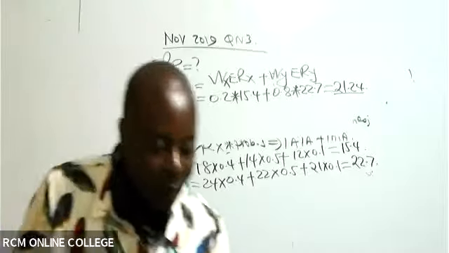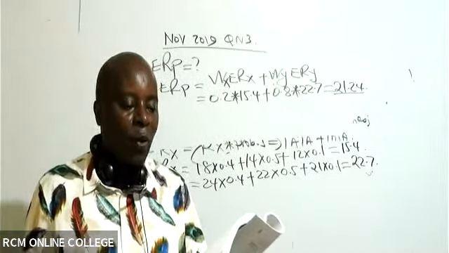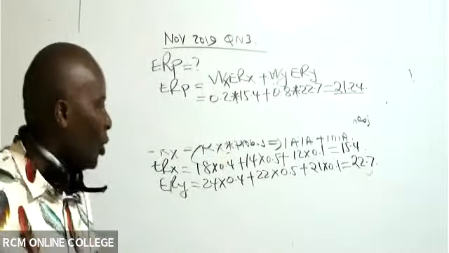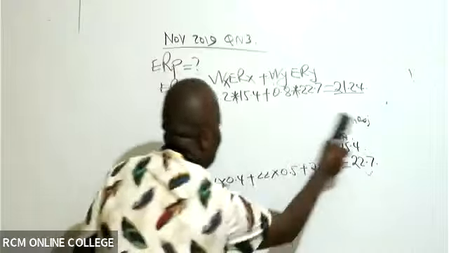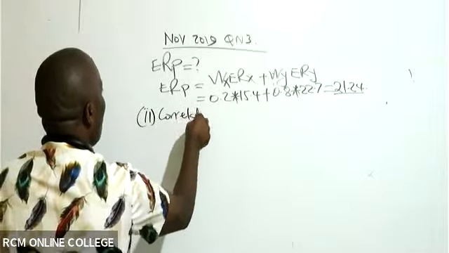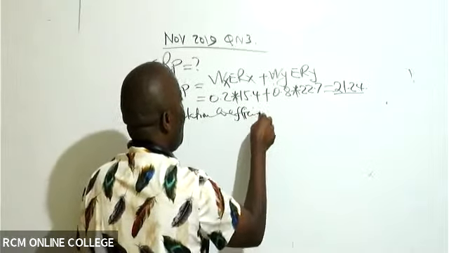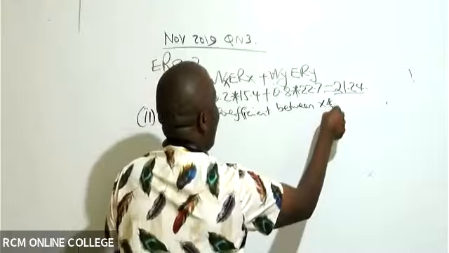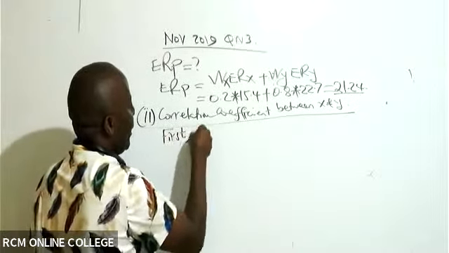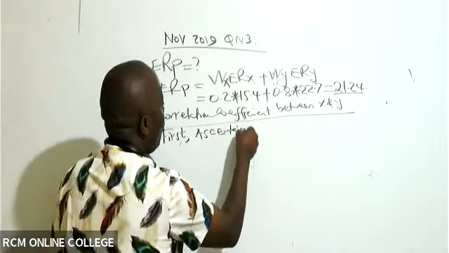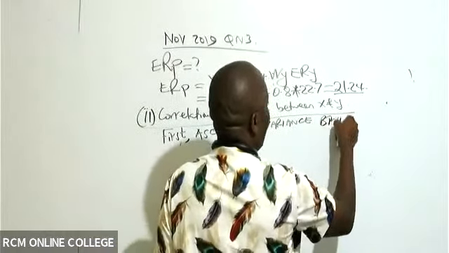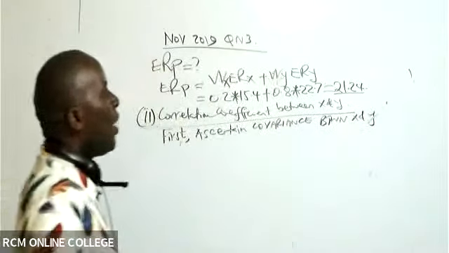And with your permission, then I'll be able to go to Roman 2 of this question, where they want me to give them the correlation coefficient between securities X and Y. So number 2, they want me to give them the correlation coefficient between X and Y. So here again, first ascertain covariance between X and Y.